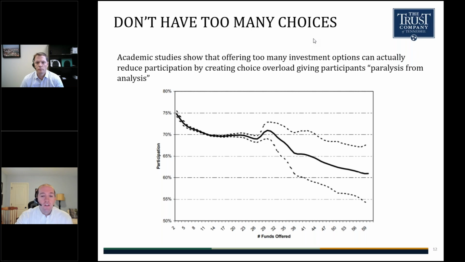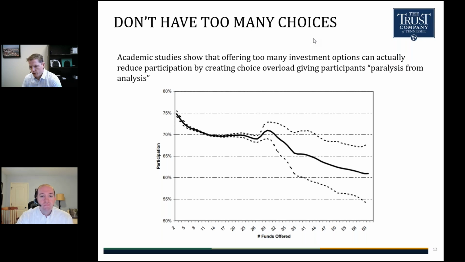Below 30, there doesn't seem to be much impact on participation, but we think that sweet spot is around 20 or so investment options, because then you have plenty of different options to allow for diversification, but not so many that it becomes overwhelming.